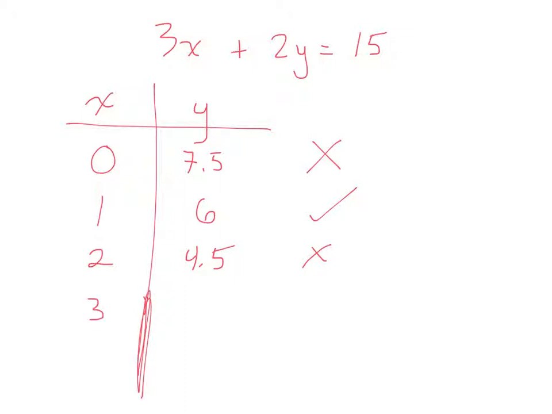Every time x goes up by 1, what does y go down by? 1.5. So the next one's definitely going to be 3, then 1.5, and then 0. So this works, this doesn't work, this works.